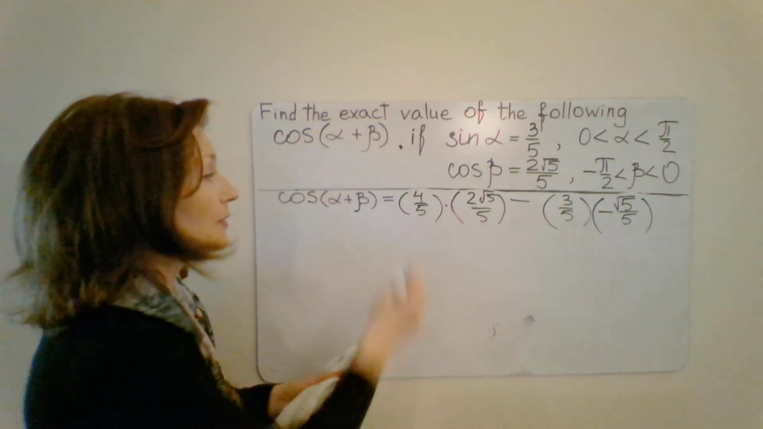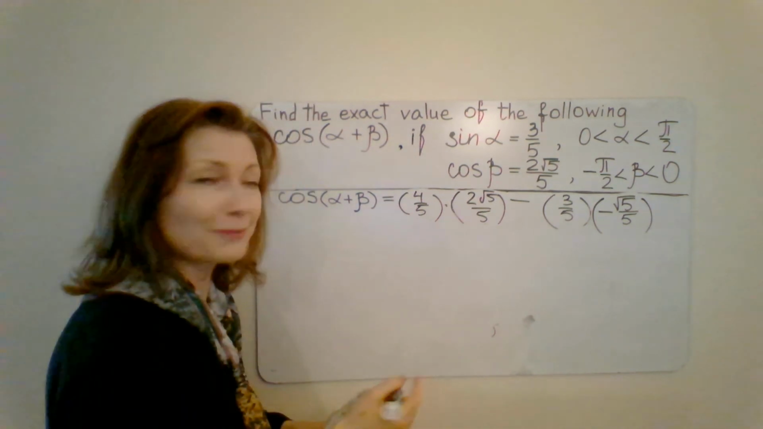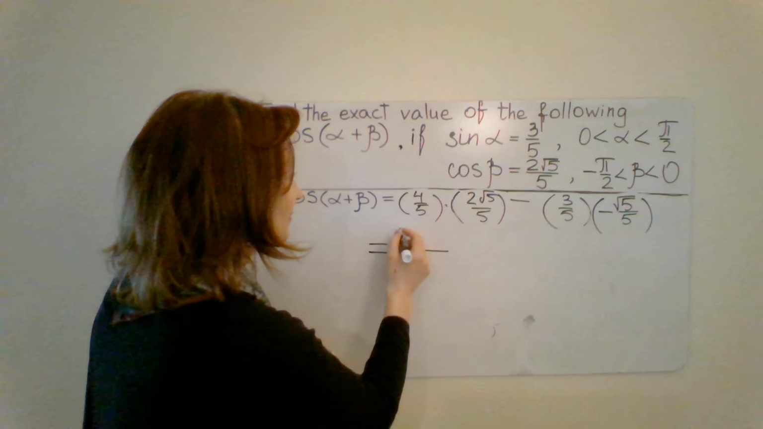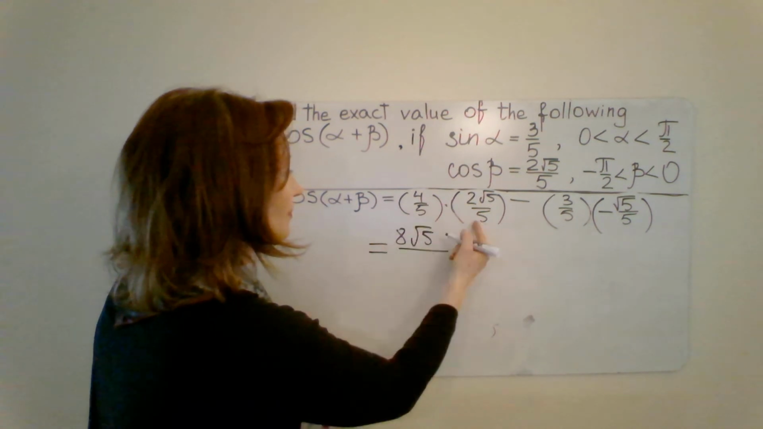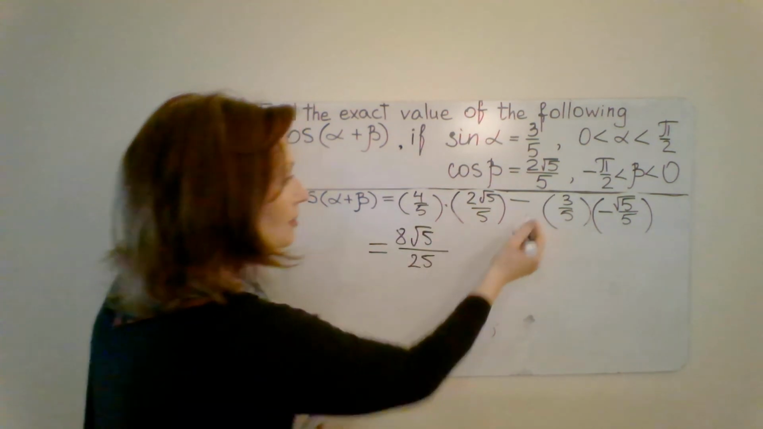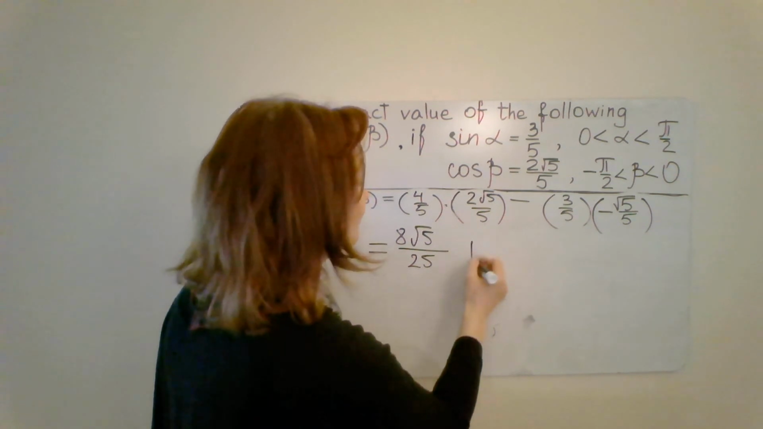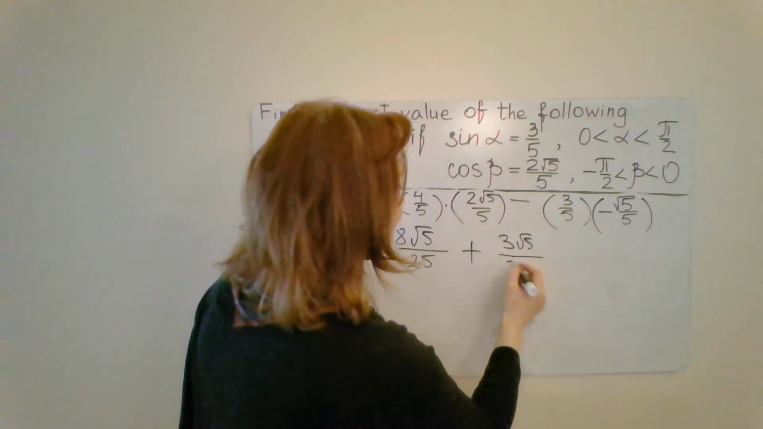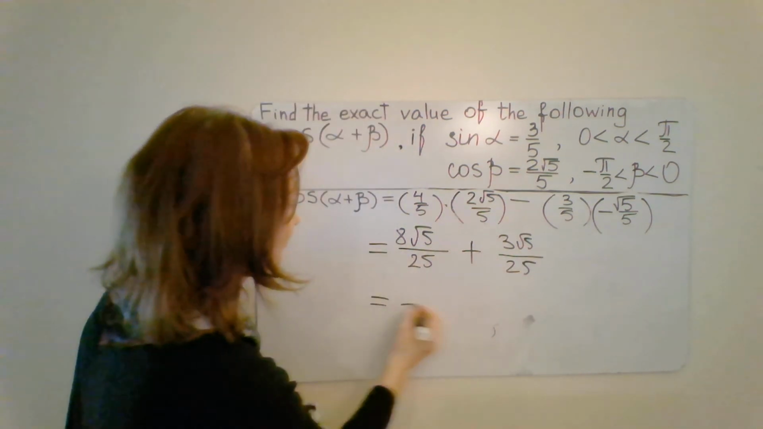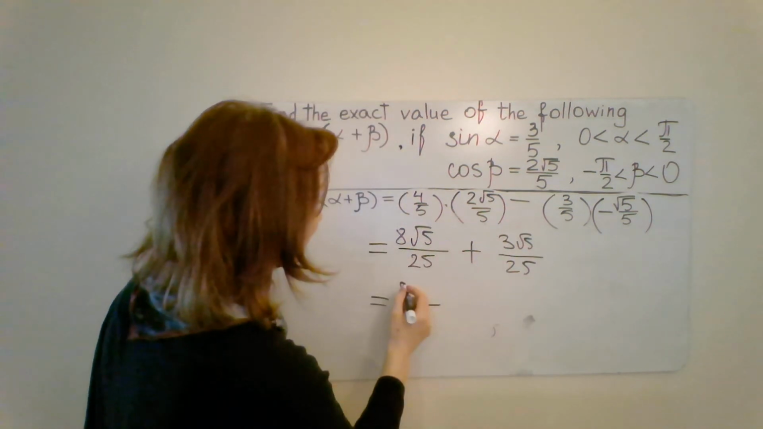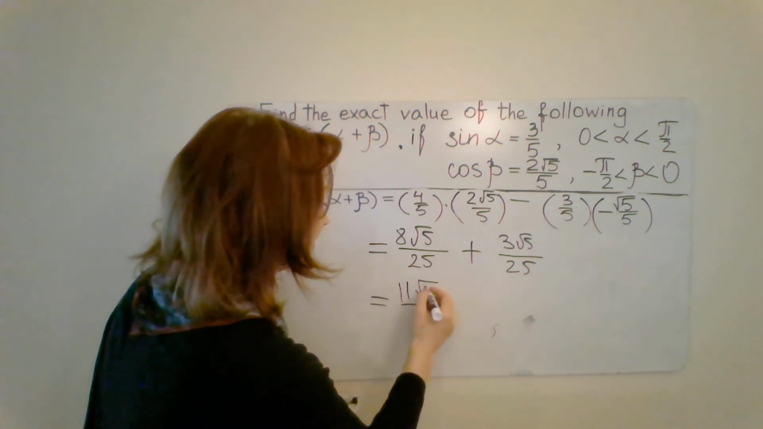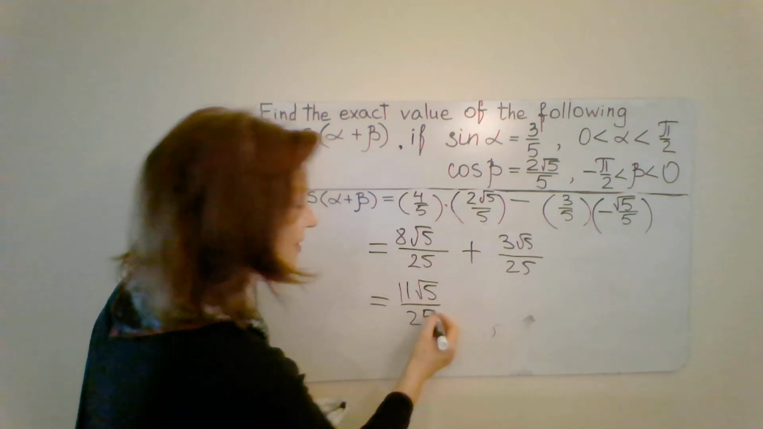Now we're ready to evaluate this expression. We know everything we need. So this product, minus times minus. Eleven radical 5 over 25.